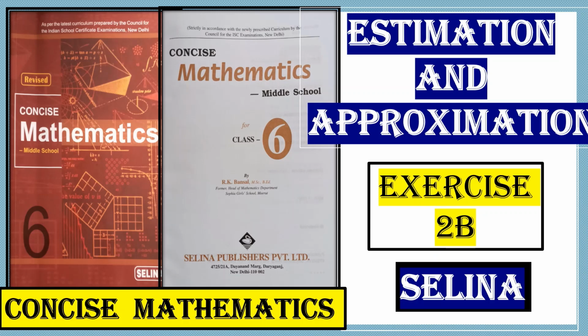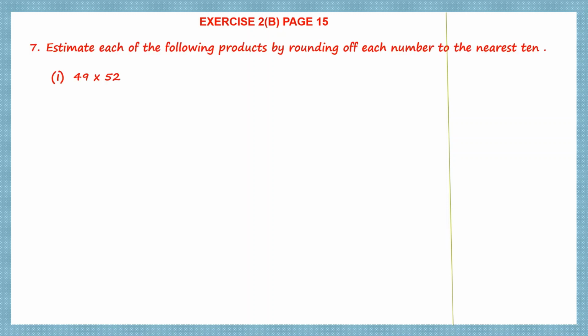Hello students, let's do estimation and approximation exercise 2B. This exercise is found on page number 15 and we are with question 7. Question 7, estimate each of the following products. So now we are talking about products by rounding off each number to the nearest 10. So first step, we're going to learn to round off numbers to the nearest 10 and then we find the product. Product is the answer that you get when you multiply two numbers.